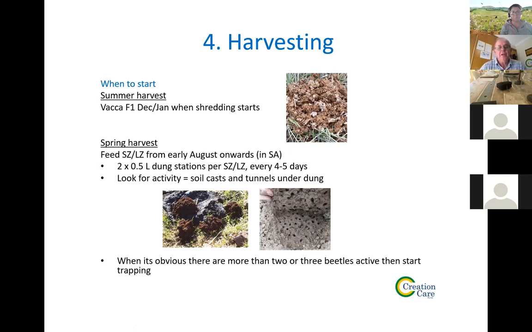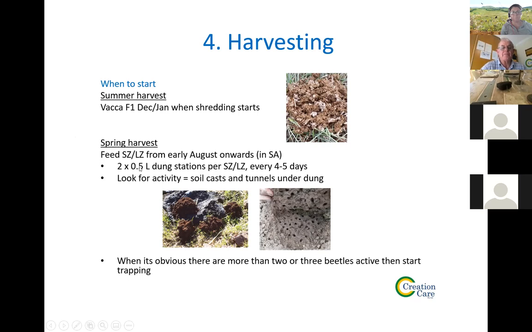In each nursery, you haven't been feeding it February, March, April, May, June, July, but in August, put about 2 1.5 litre dung stations for every nursery every 4 to 5 days. What you're doing there is you're putting some dung in the nurseries so that if some beetles come out earlier than you expected, they have got a food source, and so they won't die. But then also, they'll start working that food source, and they'll be able to tell that they're out because of the activity in the dung.